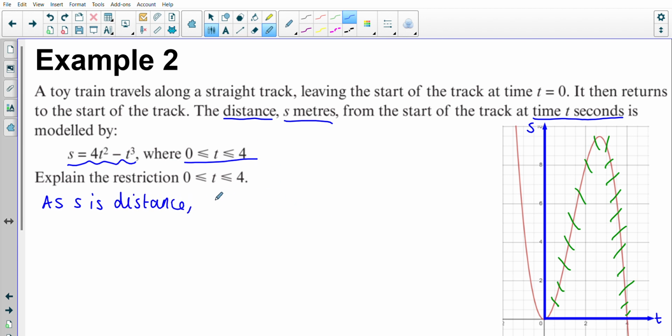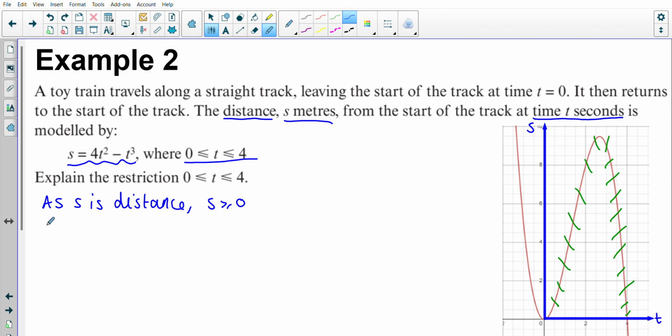If s is distance, s has to be greater than or equal to 0. It's not like displacement where you can have negative displacement. Distance is a magnitude, just a size, and it has to be positive. So that's why t cannot be greater than 4, because if you look at the graph, it goes into the negative s values after t is 4.